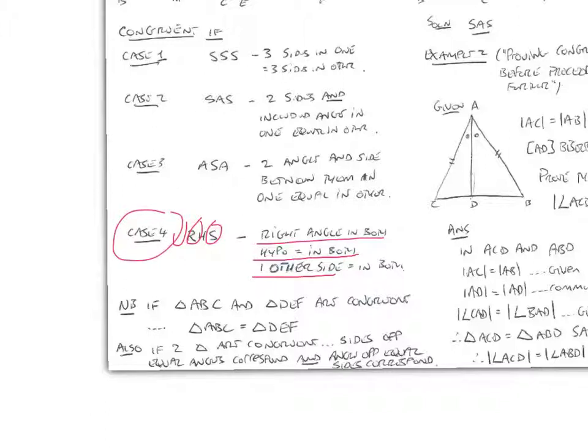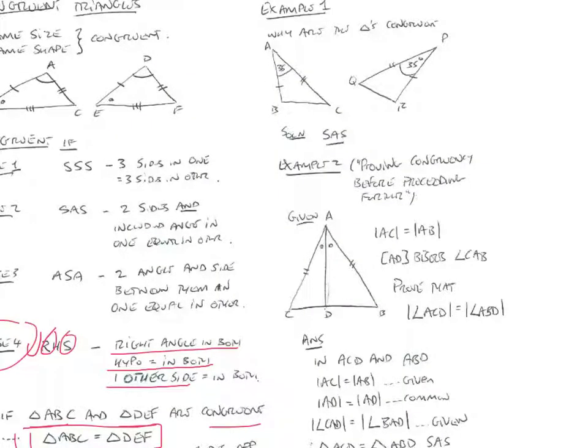And if we have a triangle ABC and a triangle DEF and they're congruent, then we can use this notation here: triangle ABC equals triangle DEF. Also, just to note, if two triangles are congruent, then the sides opposite the equal angles in the two triangles correspond, and also the angles opposite the equal sides in measure correspond as well. So let's look at a couple of examples now.